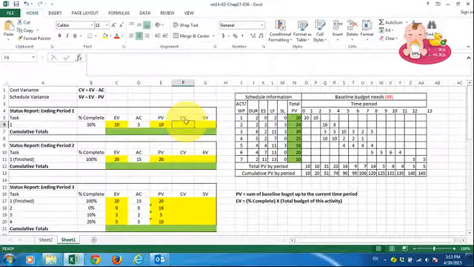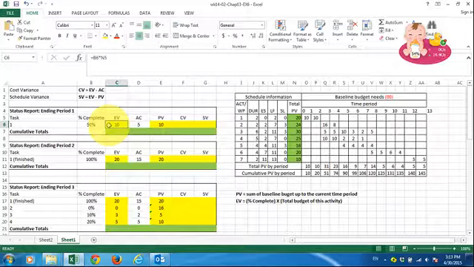Now we're going to talk about how to find the CV, the cost variance. The cost variance is the difference between the earned value and actual cost. You can view this earned value as the inflows for the activity by the end of the current time period. You can view this AC as the outflow for this activity. And therefore the EV minus AC, the actual cost, shows the cost variance.